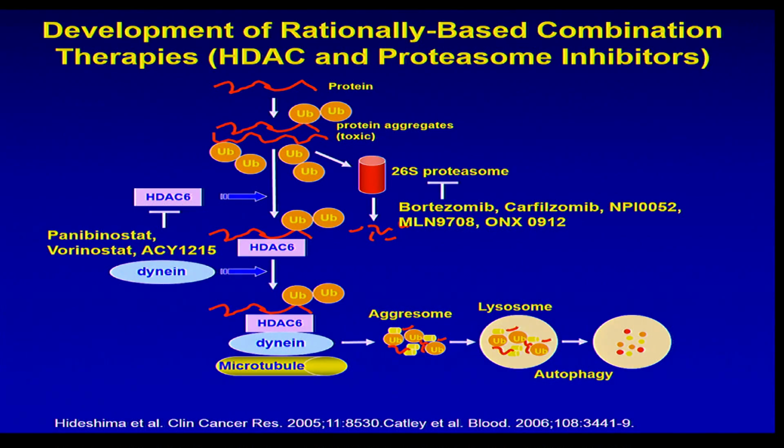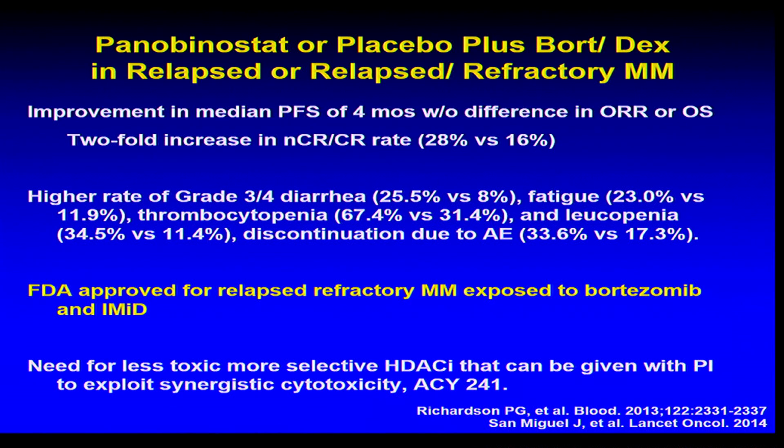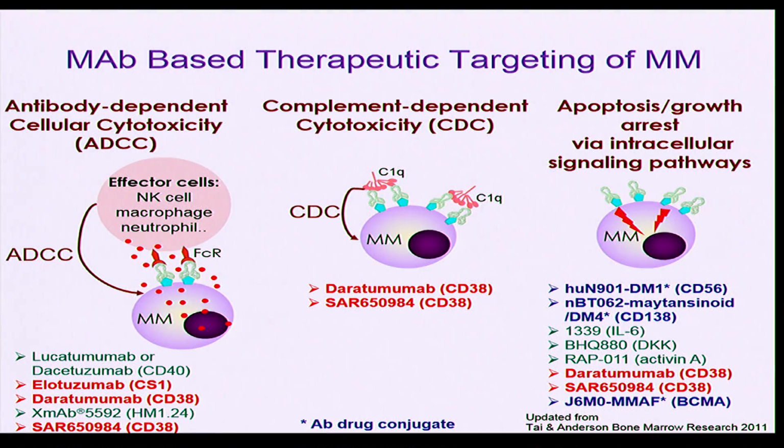Having shown that blocking protein degradation in the proteasome was important, we and others went on to block protein degradation in this alternative pathway, the aggresome pathway, using HDAC inhibitors. If you block both pathways, the proteasome and the aggresome, with proteasome inhibitors and HDAC inhibitors, this derived a phase 3 clinical trial which went forward with both inhibitors, and the first HDAC inhibitor was approved earlier this year.